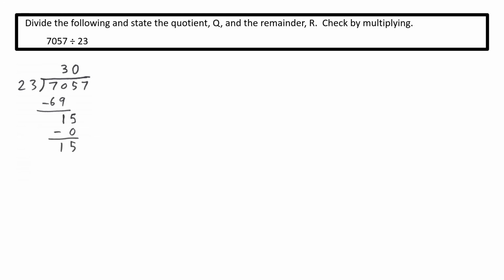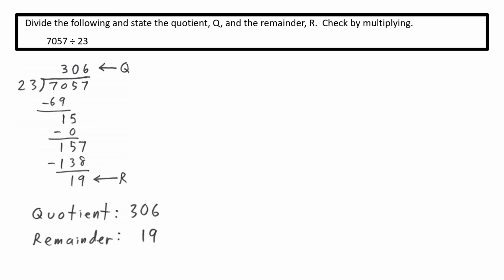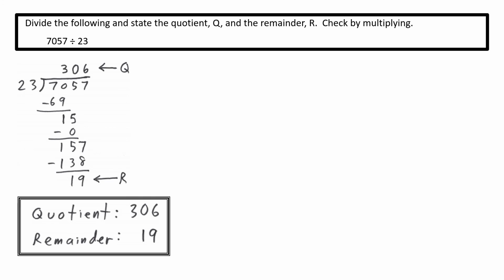We now bring down the next digit of 7, and we ask, how many times does 23 go into 157 evenly? It goes in 6 times evenly. So we multiply 6 times 23, and that gives us 138. We subtract. Notice that the quotient is up top, 306, and the remainder is on the bottom, 19. And that's our final answer.